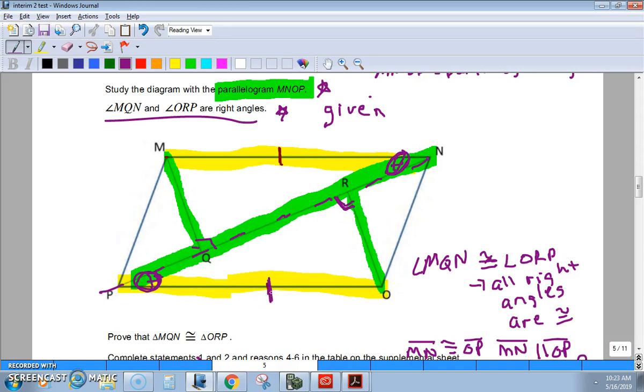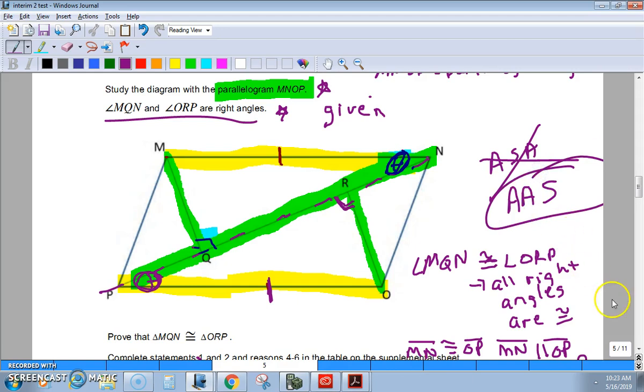So what I saw a lot of people putting in was angle, side, angle. This is wrong, because if we start with our right angle, we have an angle, and then the next thing we have is another angle, and then we have a side. So instead of angle, side, angle, it is angle, angle, side. That's what we know for this one. Okay, that's your last piece of evidence.